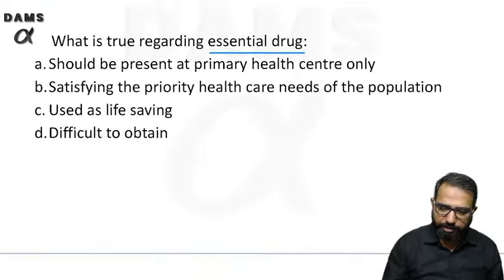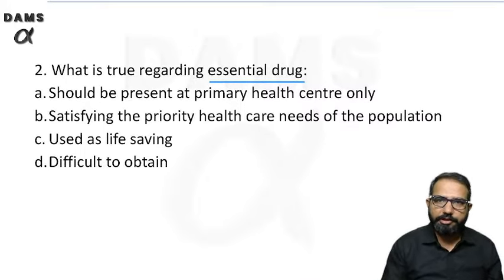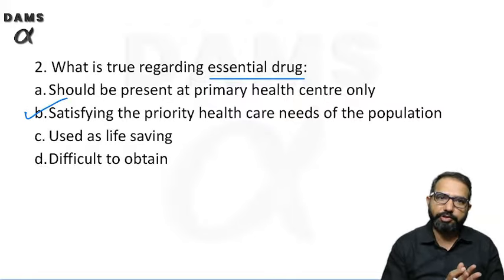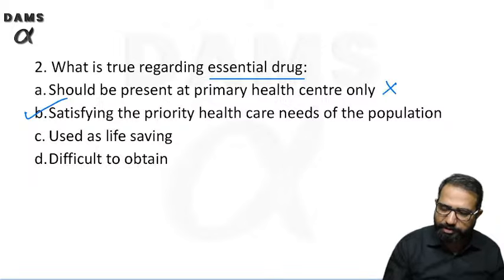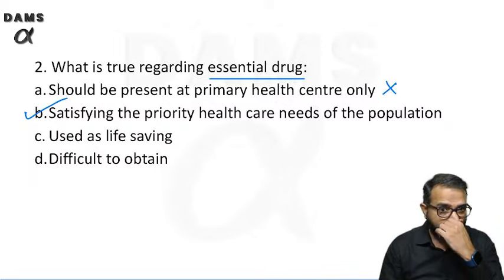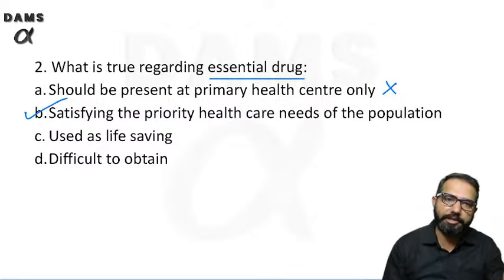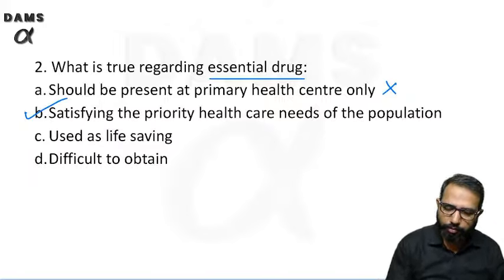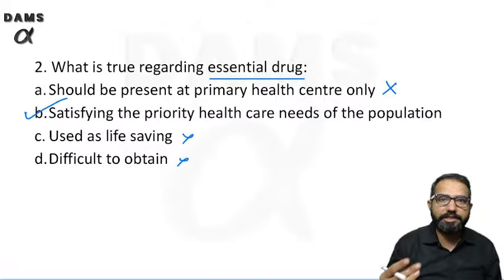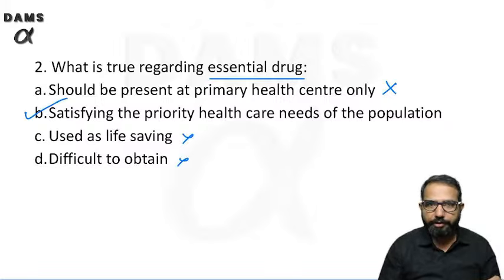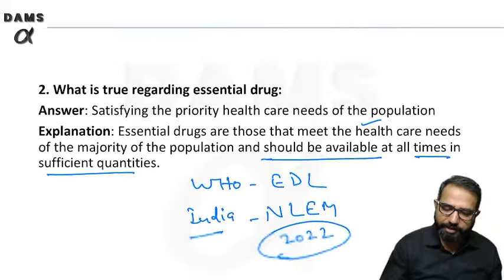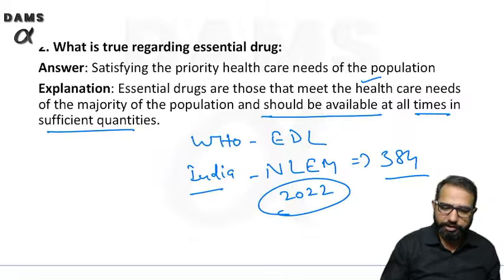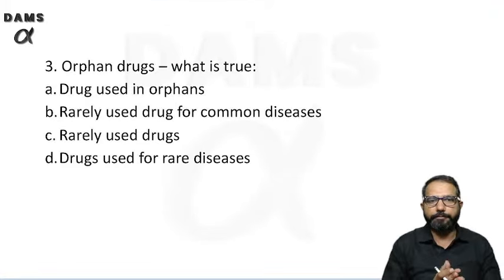So now you can see, the drugs which are satisfying the priority healthcare need of the population is the correct answer. Should they be present at the primary healthcare center? No, some drugs are for PHC, some for secondary healthcare, other drugs for tertiary. Everywhere we have separate drugs. Used as life-saving? No, they are not always life-saving. Difficult to obtain? No, they are easily available and cost-effective. Total 384 medicines are there in this National List of Essential Medicine.